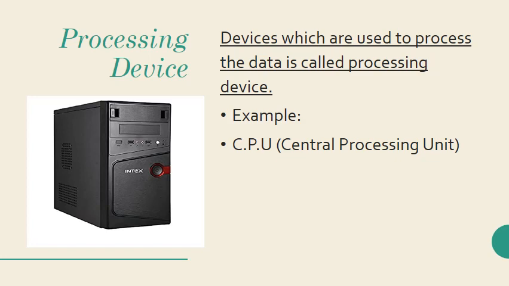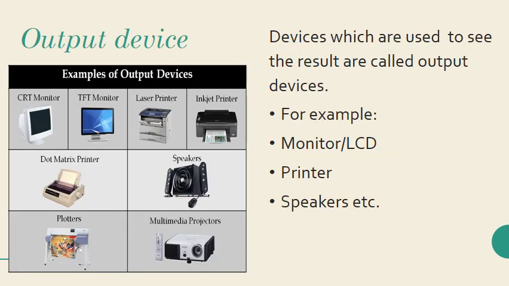After entering data, we process the data, and the device which helps us to process the data is called processing device. Example of processing device is CPU, means Central Processing Unit, the main working unit of computer.